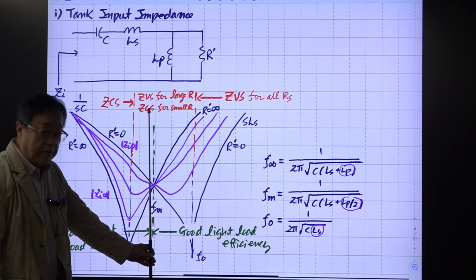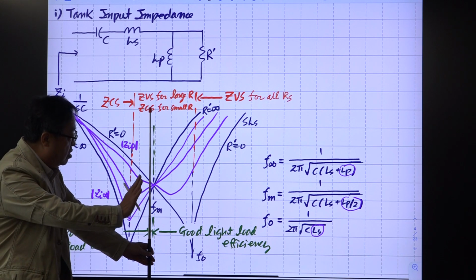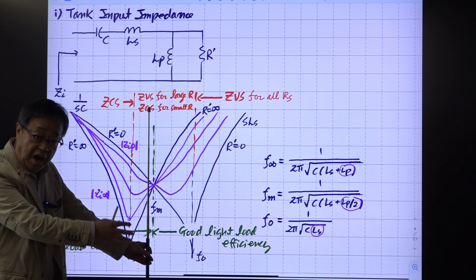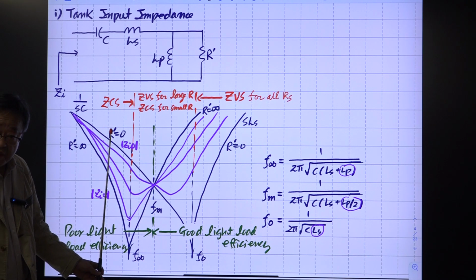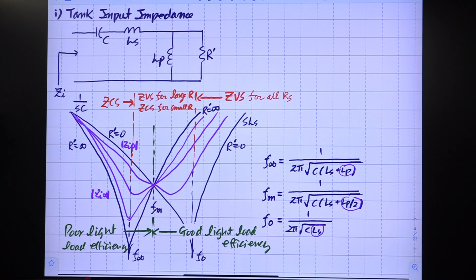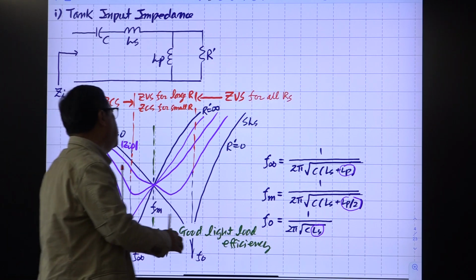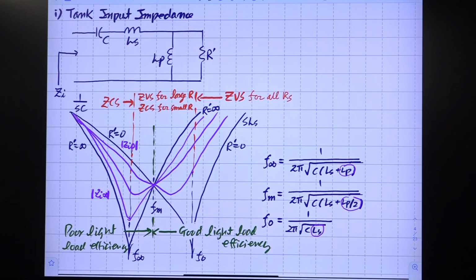This is the borderline between good line and load efficiency and poor line and load efficiency. The idea of this is very simple. When R is increasing in this direction, in this region, R is increasing, larger R prime, right?